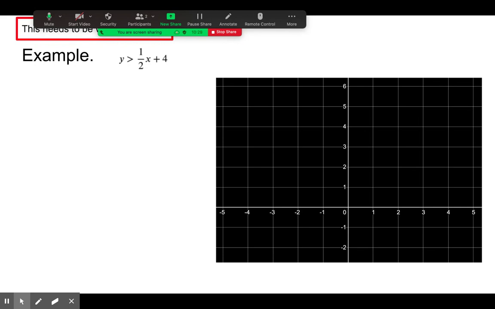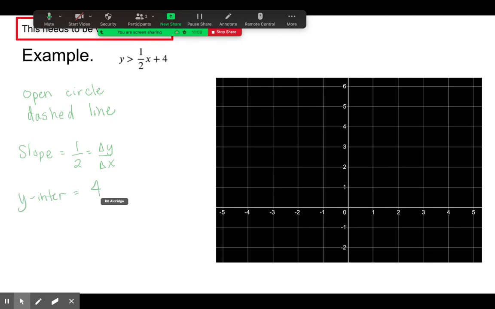First one is y is greater than 1/2 x plus 4. Well, we see right away that we need to use an open circle and a dashed line, or an open line, whatever you want to call it. We also know that we have a slope of 1 over 2, change in y over change in x. We have a y-intercept of 4.